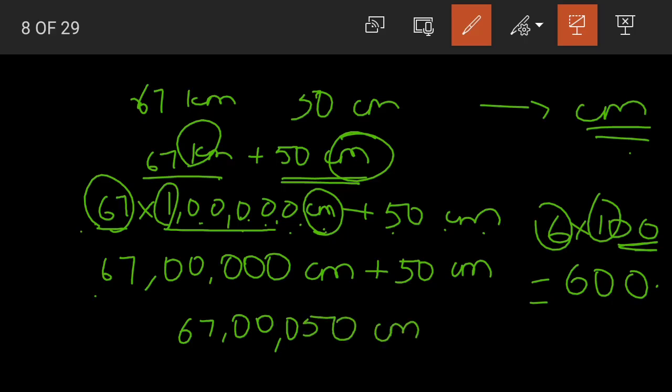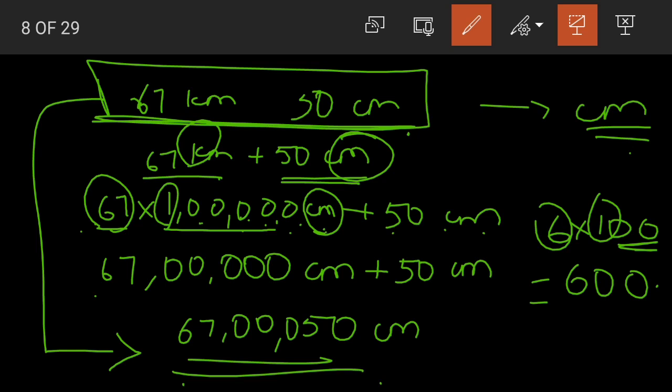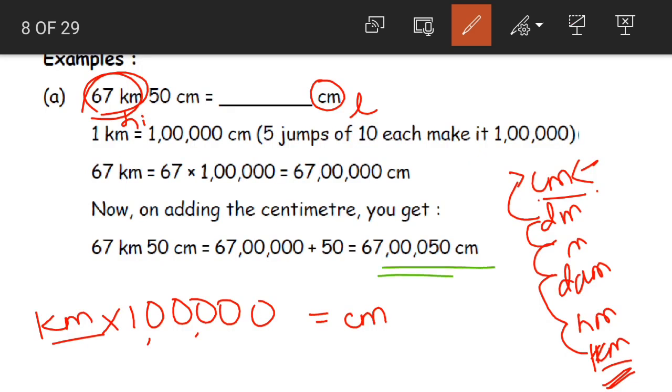Is this clear children? 67 lakhs plus 50 centimeters is equal to 67 lakhs 50 centimeters. Our actual question was 67 kilometers 50 centimeters. When we convert this whole into centimeters, we will get 67 lakh 50 centimeters. That is our final answer.